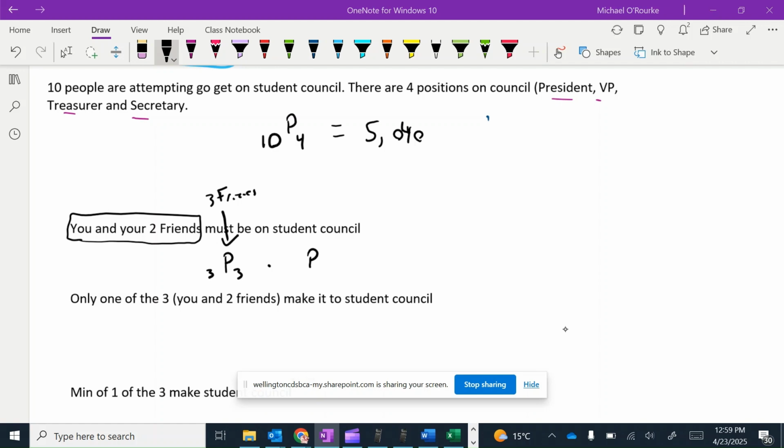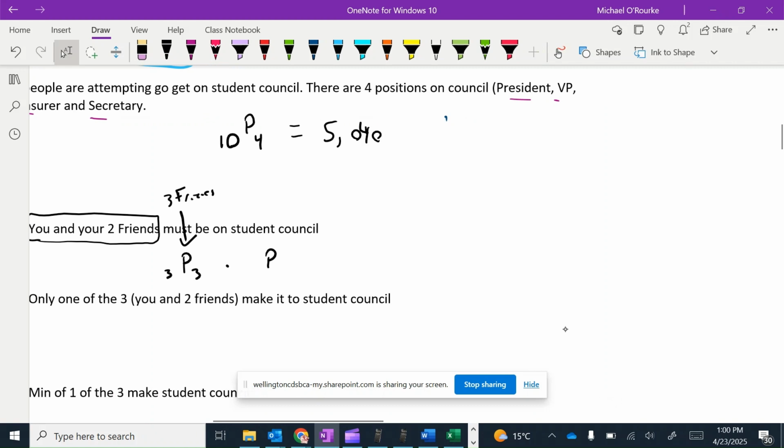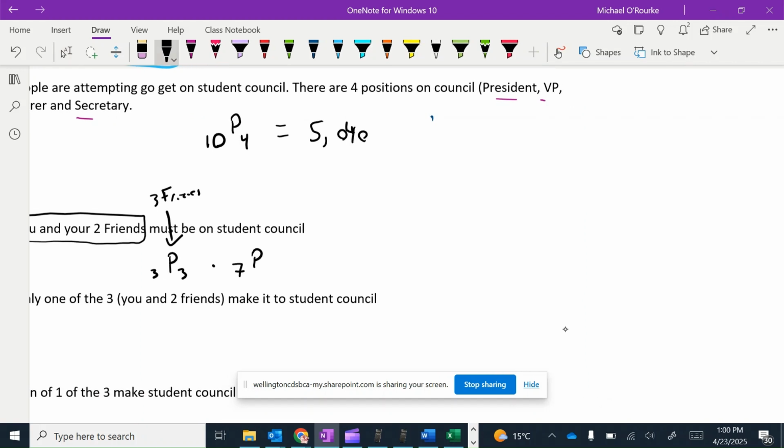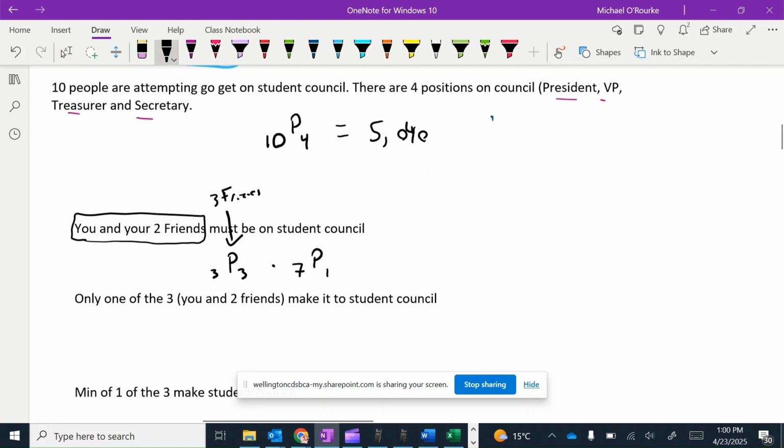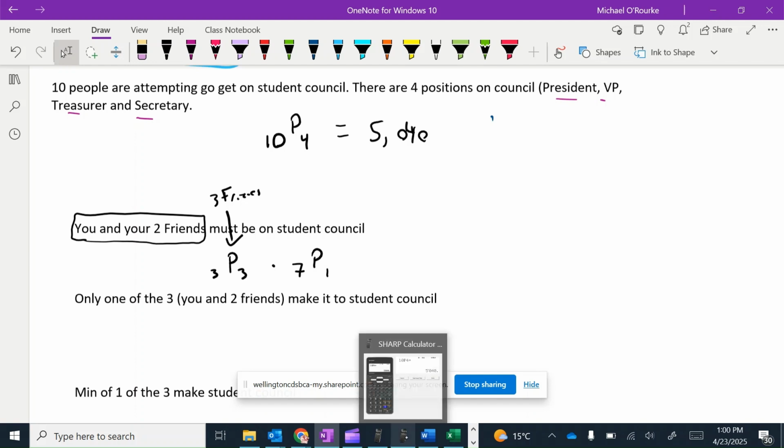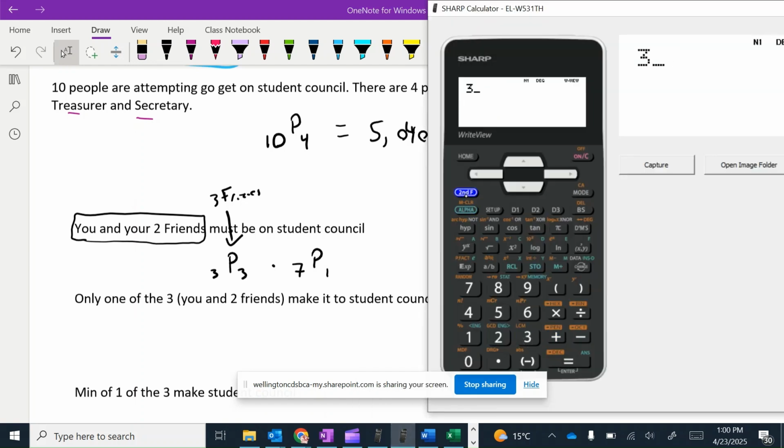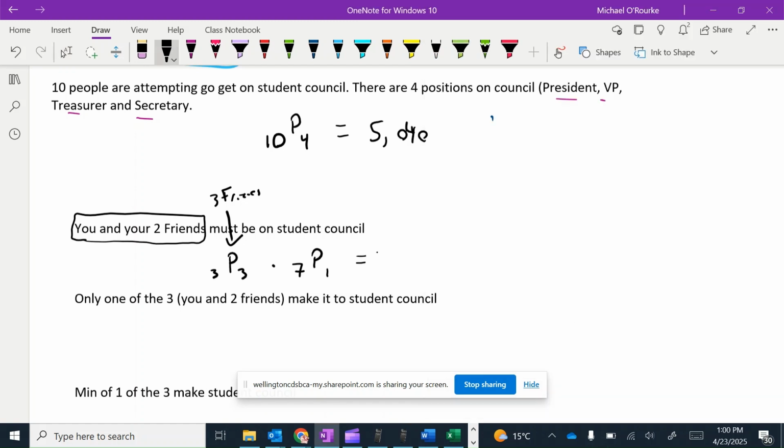How many I need is 3. Then we're going to have 7 people left for 1 role. So that's going to be your answer there. It's going to be 3P3 times 7P1. So now we have 42 possible student councils.